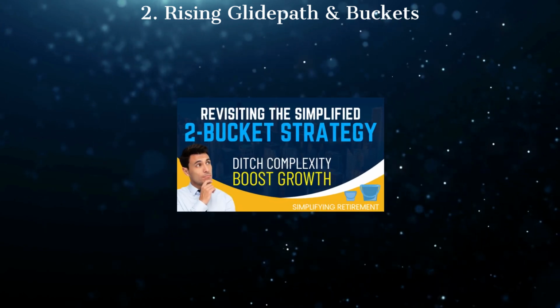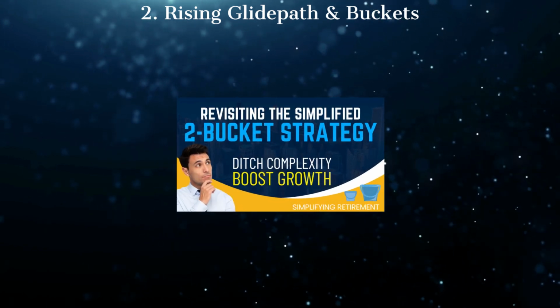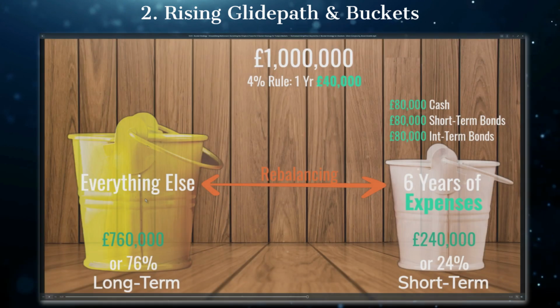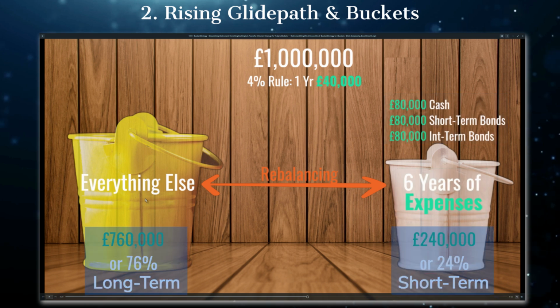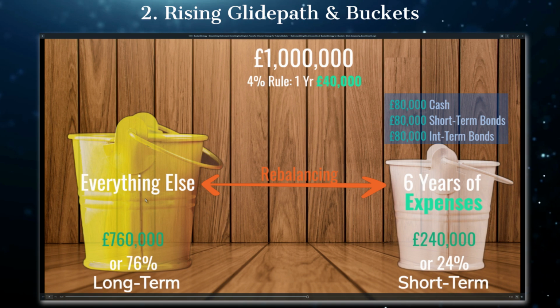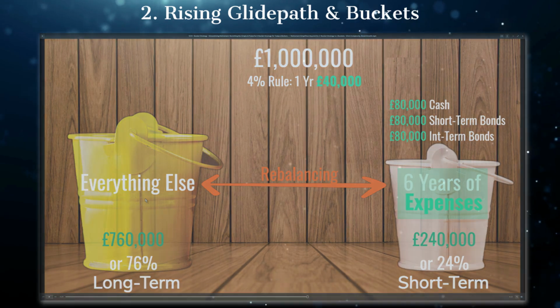If you've been following this channel, you'll know I've discussed the simplified bucket strategy in another video. This is a straightforward two-bucket structure with 6 years of expenses held in short-term assets, overlaying a 75-25 total return portfolio. That short-term buffer helps manage sequence of returns risk, with 75% still invested in equities for long-term growth. It's flexible, so you can extend that 6-year buffer to 8 if you prefer more safety.